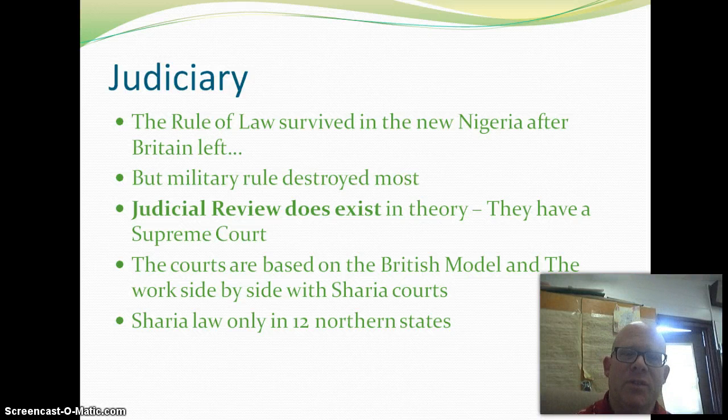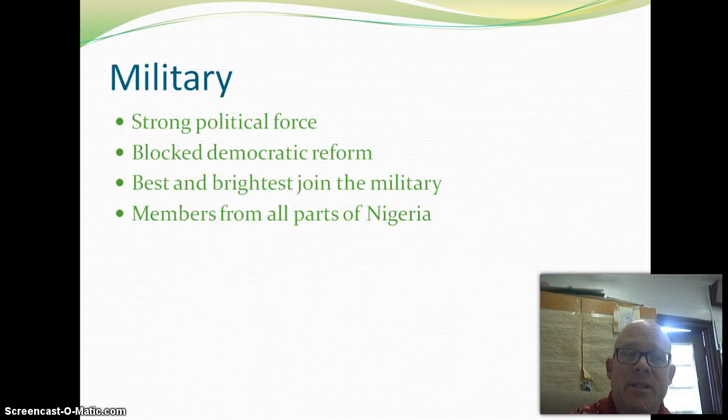The court systems are still modeled on the British system, and in a lot of cases they work side by side with Sharia courts, in particular as you move farther and farther north. When you get to the utmost northern areas of Nigeria, Islamic law, Sharia law is going to be the main law and the focus.